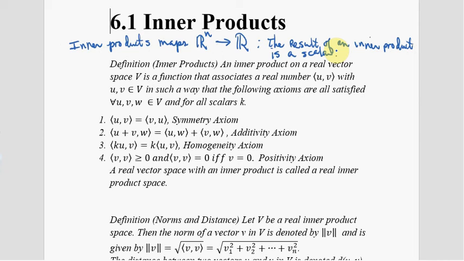Positivity axiom. Basically, it says that the inner product of a vector with itself is either positive or zero, right? And that this inner product of a vector with itself is equal to zero if the vector is a zero vector. A real vector space with an inner product that satisfies these four axioms is called a real inner product space.